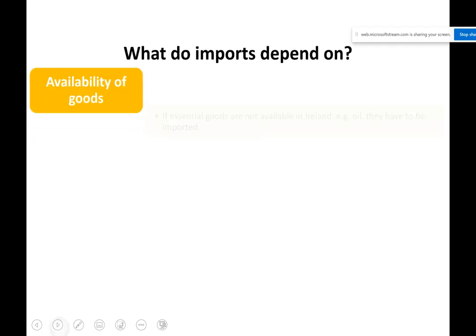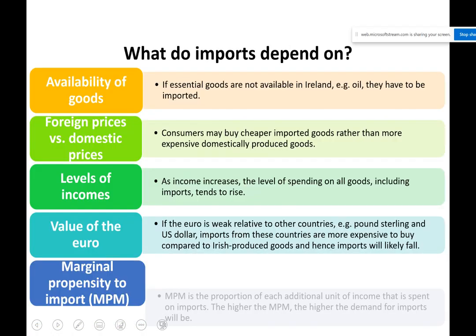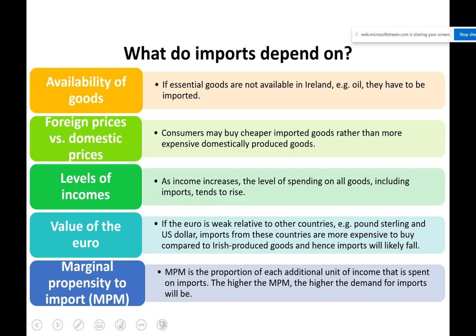And what do imports depend on? Why do we import stuff? Well, you know yourself. Why do we buy stuff from China? Why do we buy clothing from Thailand? Why do we buy Kellogg's cornflakes from the UK? Well, because you can't get them here. And all the rest of the stuff as well, you can read it there. So the value of the euro, incomes, farm prices, availability of goods. Don't worry about this thing called MPM. We'll do that in a second.